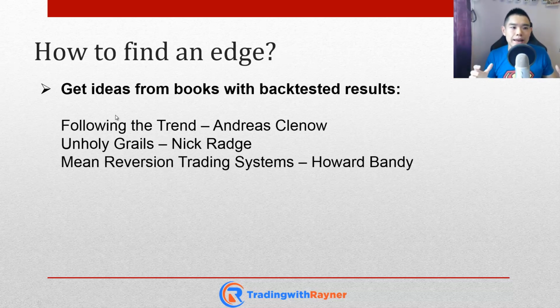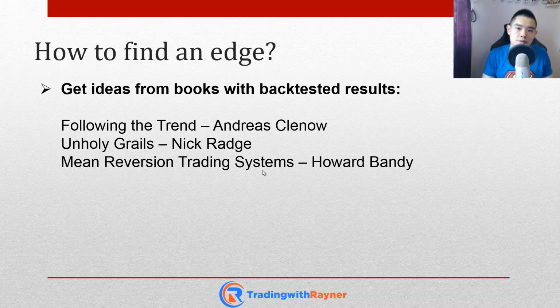This means you can get ideas from books that share with you backtested trading results. For example, Following the Trend by Andreas Clenow, Unholy Grails by Nick Radge, Mean Reversion Trading Systems by Howard B. Bandy. So these are books that already have complete trading systems, from entries to exits, risk management and everything, and even provide you with the backtested results. Now, it doesn't mean that you just take the system and trade it straight away. No. What you do is use that as a template, as a foundation for your own trading.